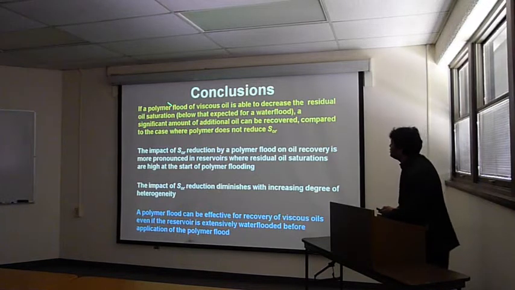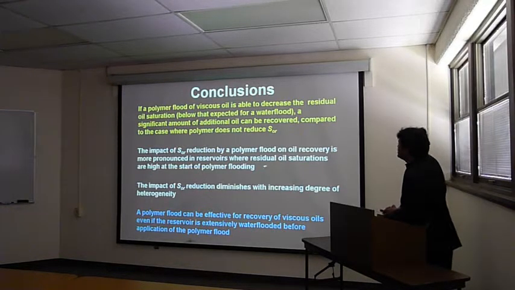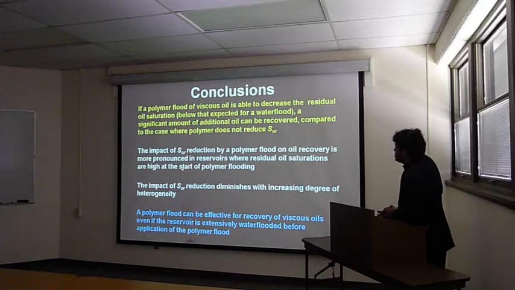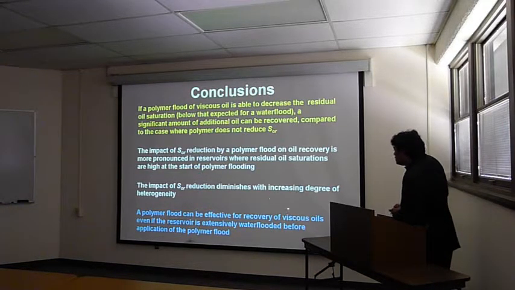The major conclusions are, if a polymer flood of viscous oil is able to decrease the residual oil saturation below that expected for a water flood, a significant amount of additional oil can be recovered, compared to the case where polymer does not reduce residual oil saturation. The impact of residual oil saturation reduction by a polymer flood on oil recovery is more pronounced in reservoirs where residual oil saturations are high at the start of polymer flooding. The impact of residual oil saturation reduction goes down with increasing degree of heterogeneity. And a polymer flood can be effective for recovery of viscous oils even if the reservoir is extensively water flooded before application of the polymer flood.